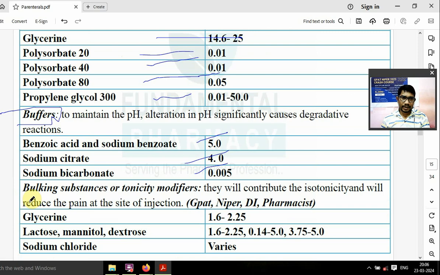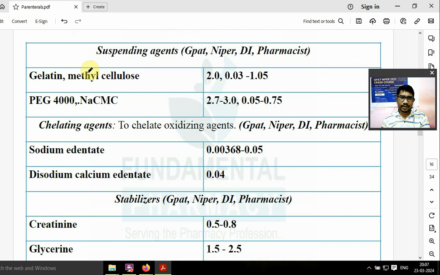Bulky substances, tonicity modifiers, glycerin 0.16 to 2.25%, lactose, mannitol, dextrose ये concentration है, सोडियम क्लोराइड का वैल्यू है. सस्पेंडिंग एजेंट कौन सा यूज करते हैं, जिलेटिन मिथाइल सेलुलोज पॉलीइथिलीन ग्लाइकोल सोडियम कार्बोक्सिल मिथाइल सेलुलोज. चिलेटिंग एजेंट कौन सा यूज करते हैं, सोडियम इडिटेट है ना, सोडियम कैल्शियम इडिटेट है ना. स्टेबलाइजर में क्रेटनिन आएगा, ग्लिसरीन आएगा, नियासिनामाइड.